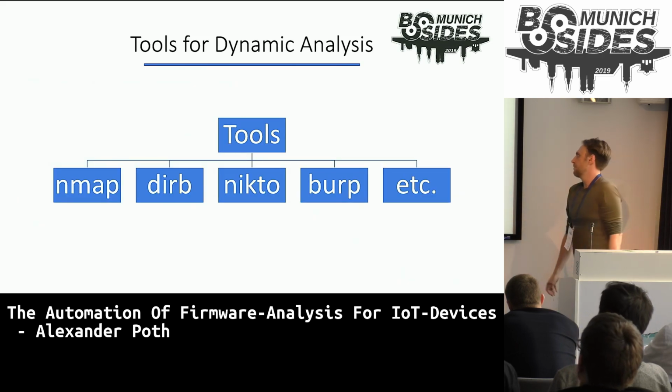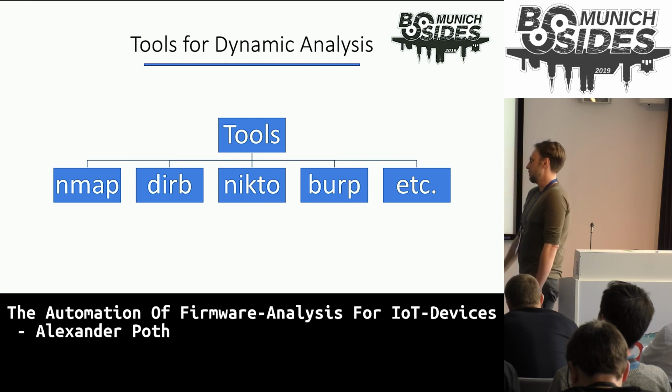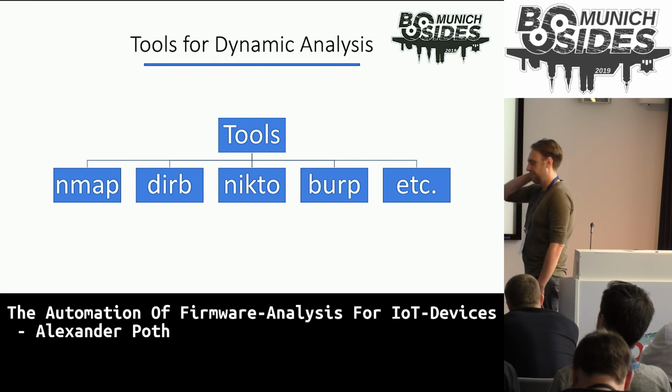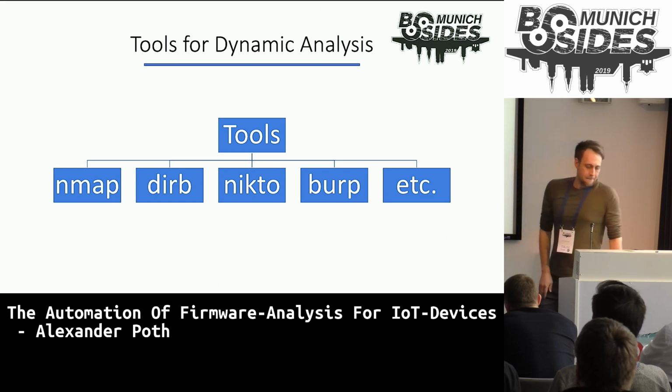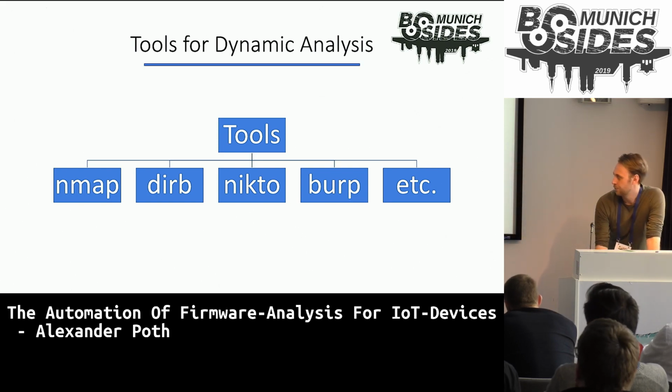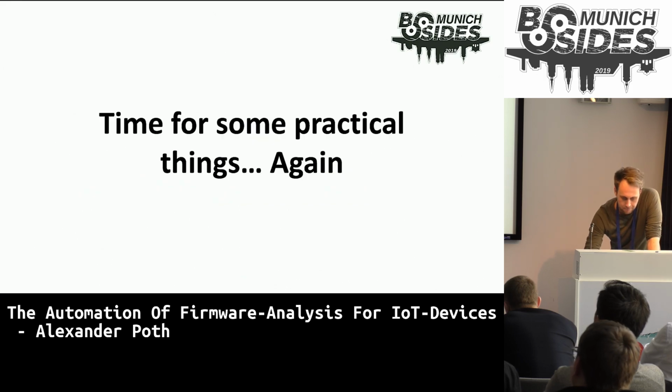And if our firmware is running, as I mentioned before, we can run our standard pen testing tools. We can run Nmap on that, a port scan, Gobuster, directory fuzzing, a web app scanner, Burp, which is also very popular for web applications. But these tools, mostly except for Burp, can very easily be automated. And I will show you that.